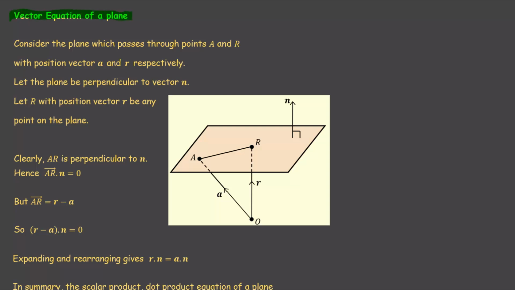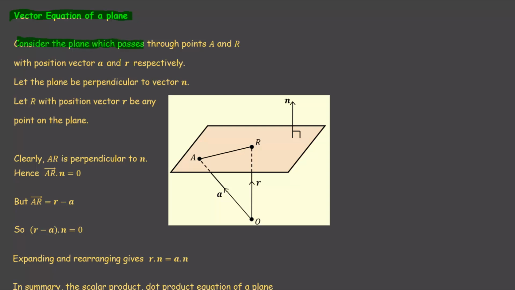Vector equation of a plane. When we go into 3D, we can have multiple planes. In 2D, you just have one plane, which is where everything happens. But in 3D, we can have lots of planes. Think about the floor, your desktop, and the ceiling.